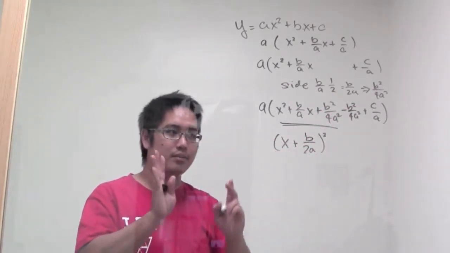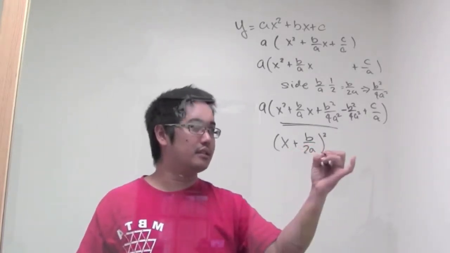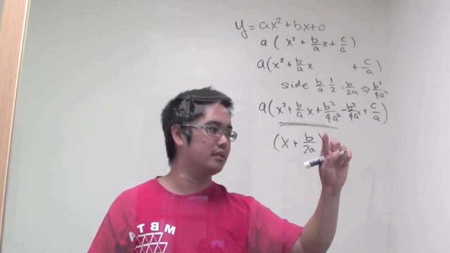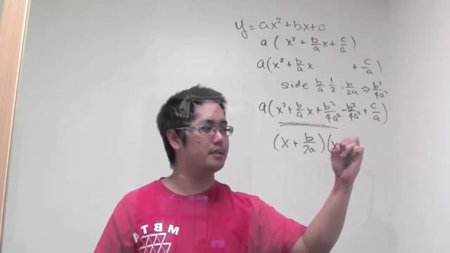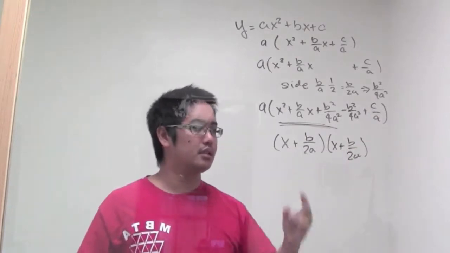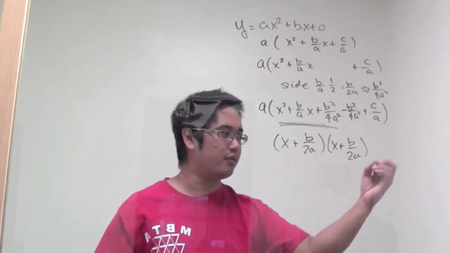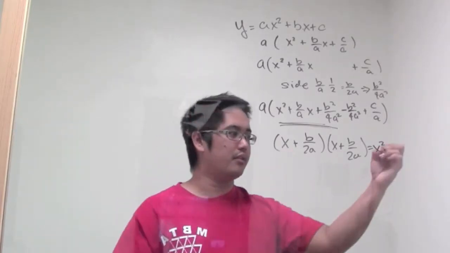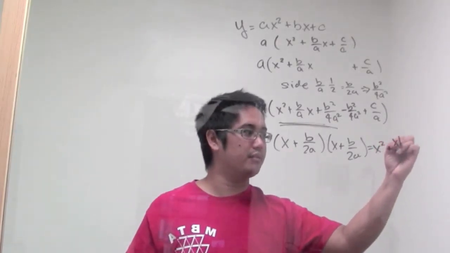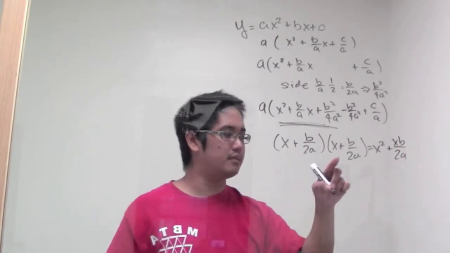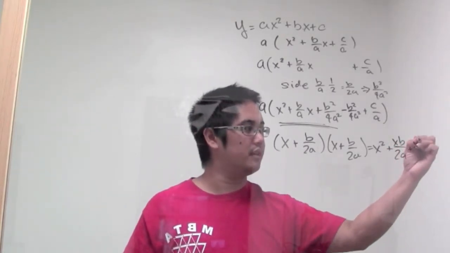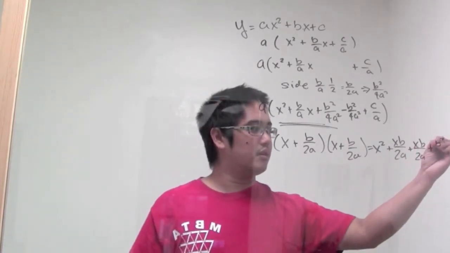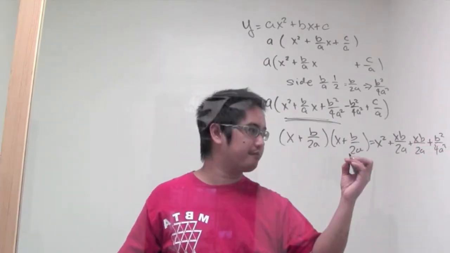Why don't I take a second to prove to you that this is what I have underlined. If I were to square this, that would be x plus b over 2a. Square that, you got the first times the first, which is x squared. You got the outer times outer, which is plus xb over 2a. You've got the inner times inner, which is another xb over 2a. And you got the last times last, which is b squared over 4a squared.